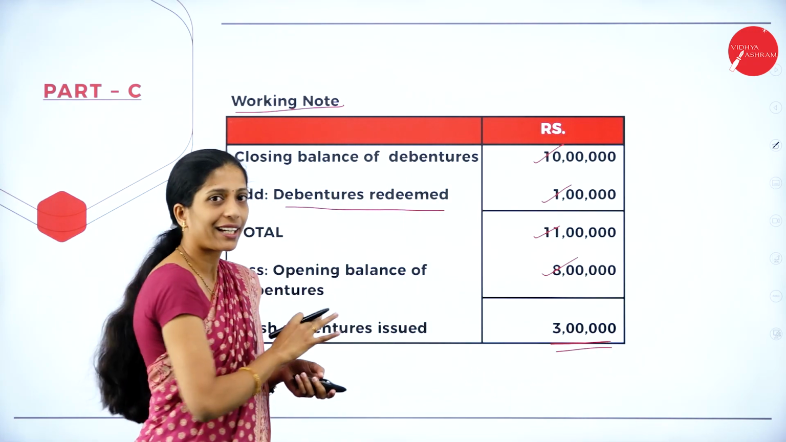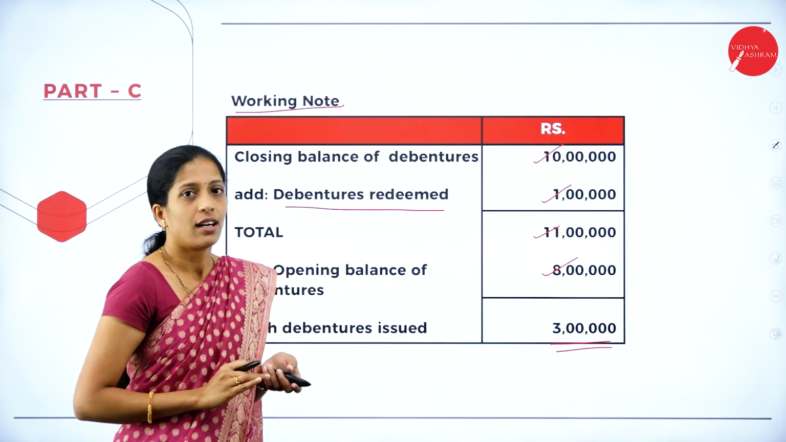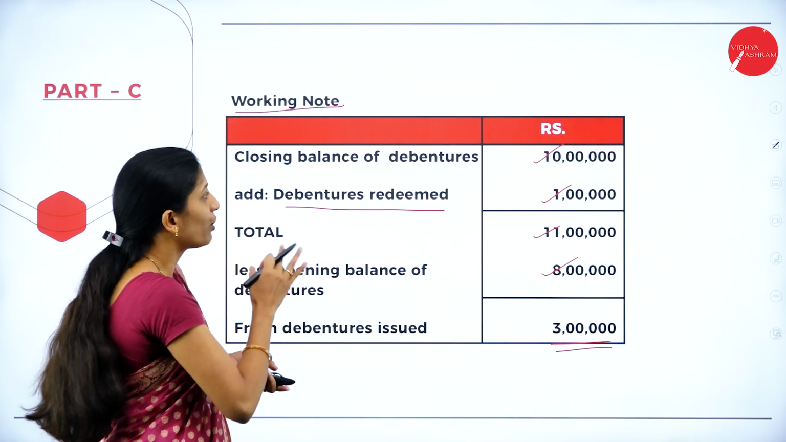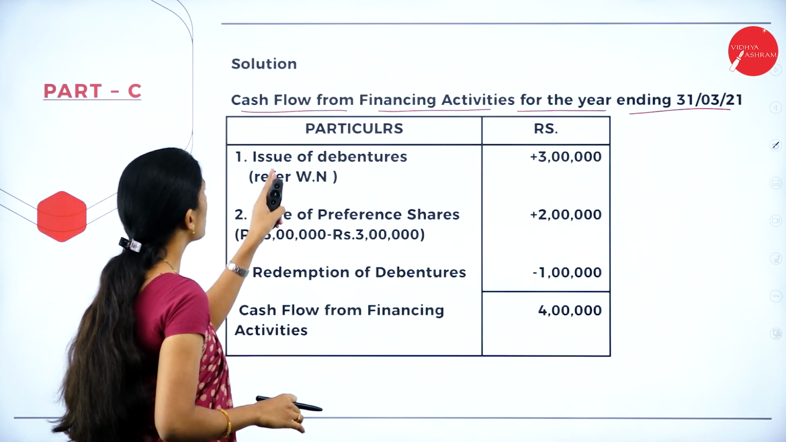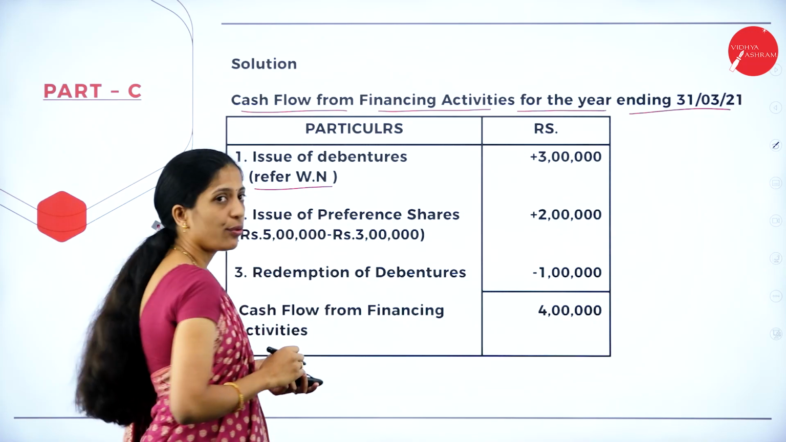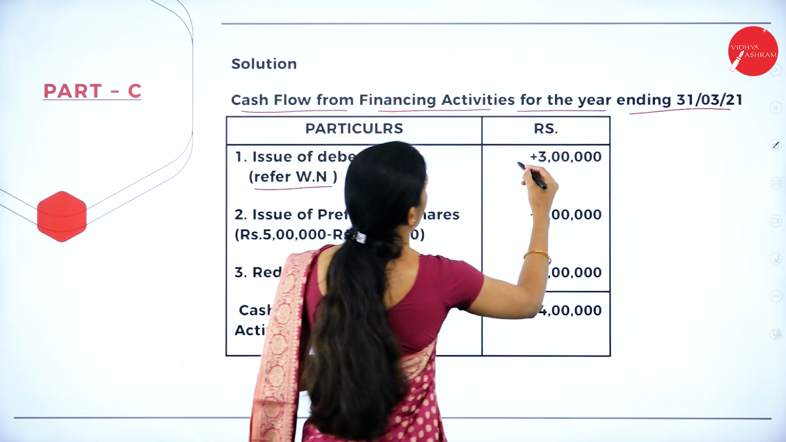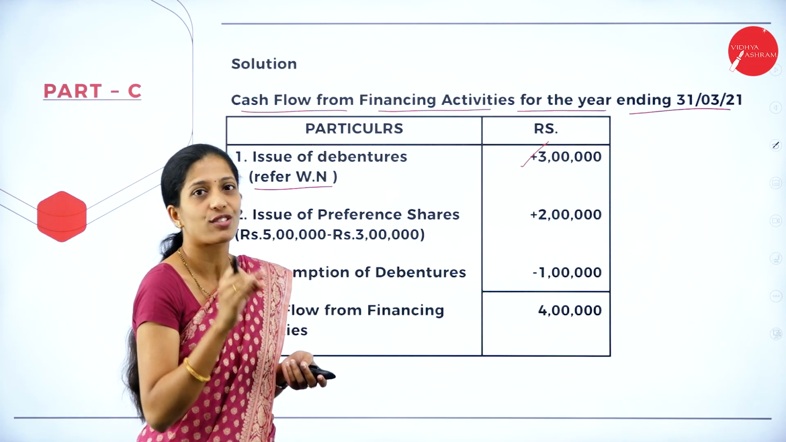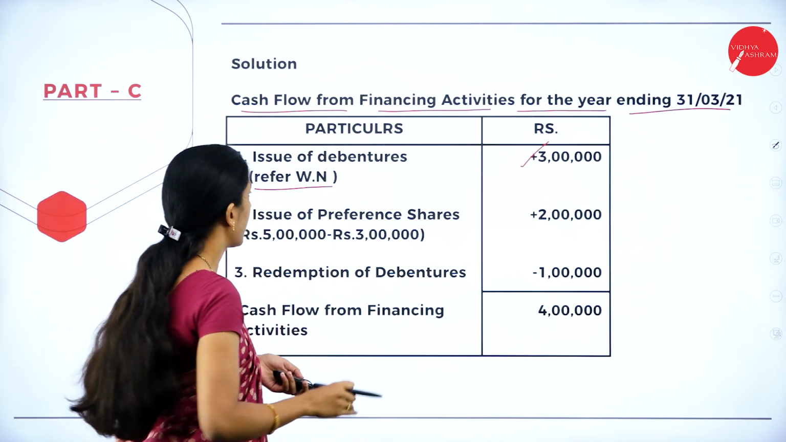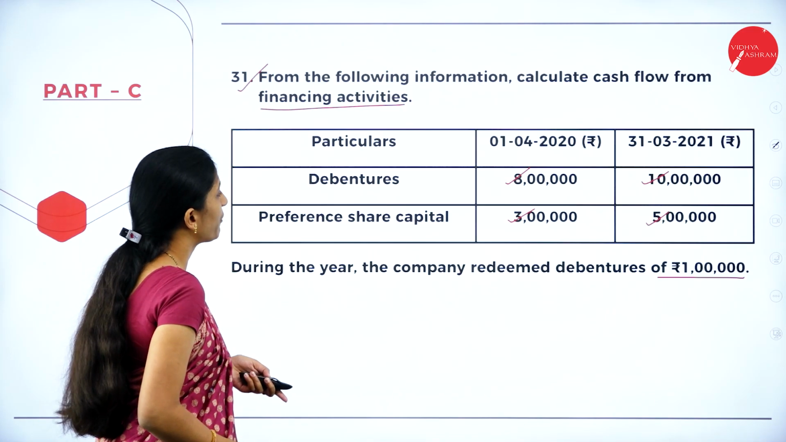So when you show a working note like this, you can directly write in your format. No need to calculate there. So, issue of debentures, refer working note. What was the answer? 3 lakh. So we'll write plus 3 lakh because it was a positive answer. Next, second, issue of preference shares.